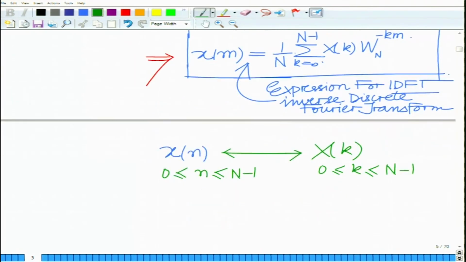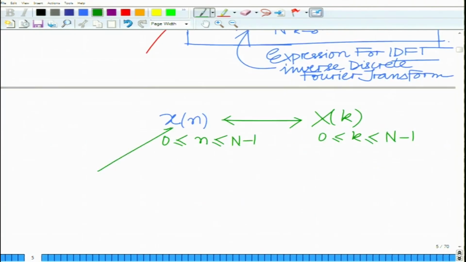So, both have N samples. Observe that both the original samples and the DFT coefficients are N in number.